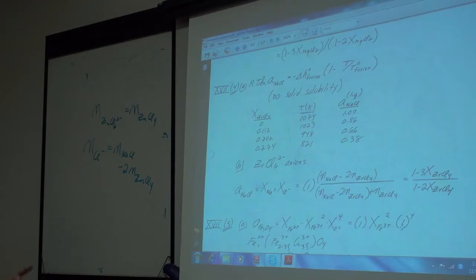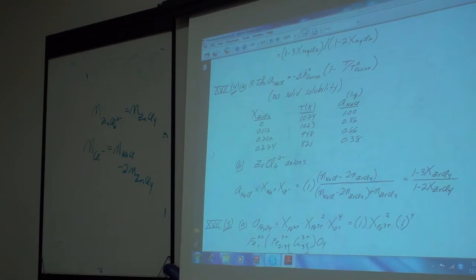Well, yeah, because you'd have to set it up as a compound energy formalism, so you're not actually defining any compositions. You'd have to enter your end members as NaCl and Na2ZrCl6. Otherwise you're going to end up with a negative mole fraction.